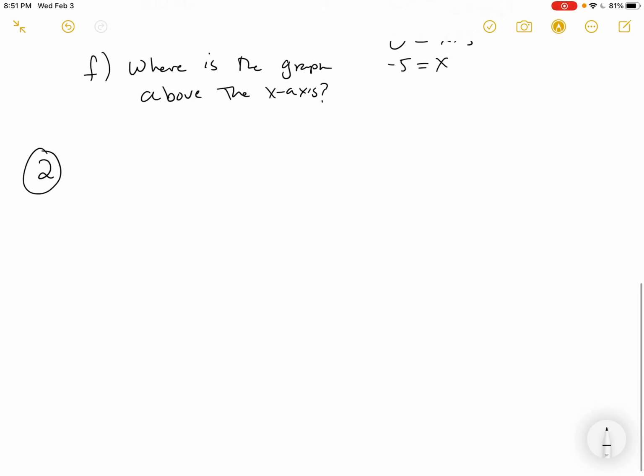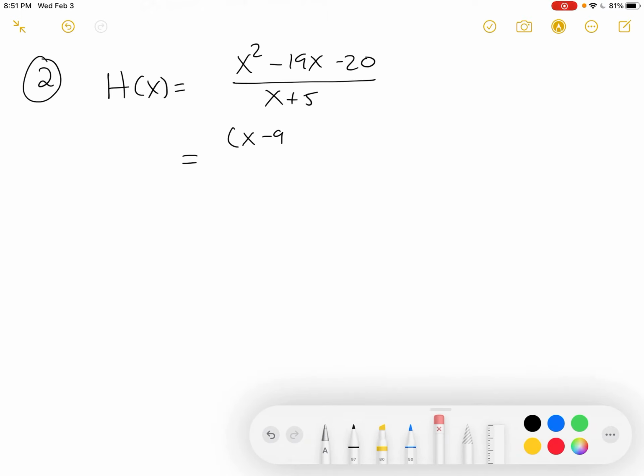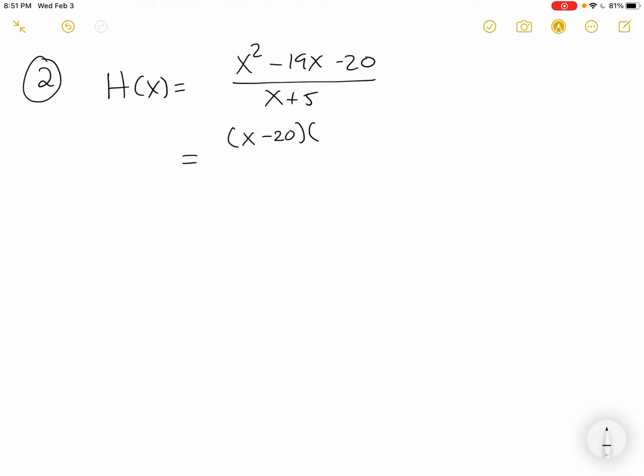Example number 2. Same questions, right? H of x is equal to x squared minus 19x minus 20 all over x plus 5. So the first thing that they're going to ask you to do is factor it if it's not factored. And very quickly you're going to put x minus 20, right? If this is taking you more than just a couple of seconds, you really need to be better at factoring. You will not pass subsequent classes.